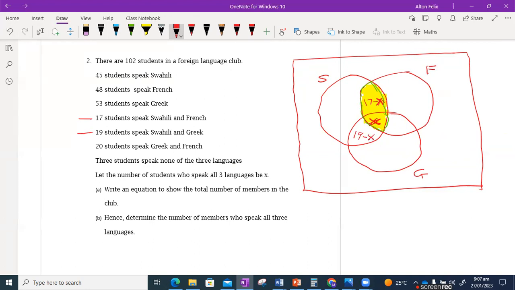Finally, 20 speak Greek and French. So the G circle overlaps with the F circle, including that X portion. So that whole overlapping region is 20. So what is unshaded will be the 20 minus X.